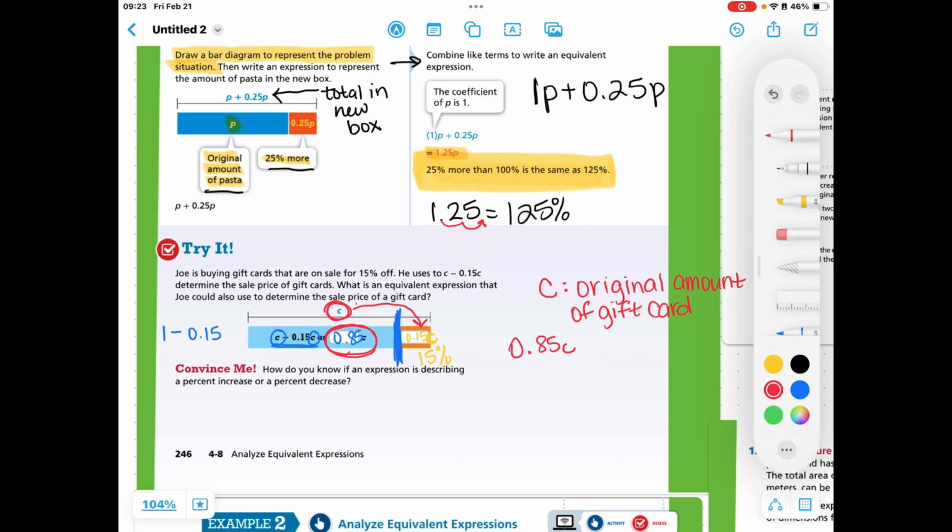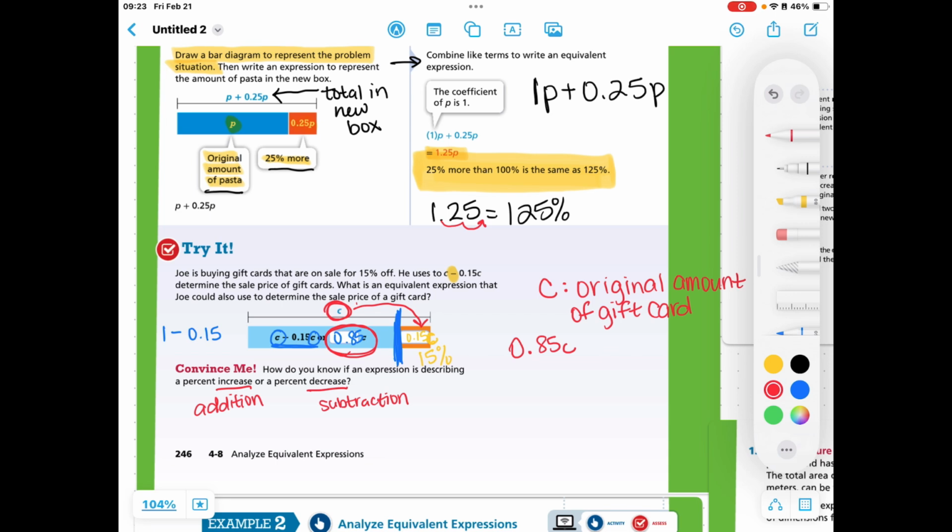Now, how do you know if the expression is describing a percent increase or percent decrease? Well, we use our signs. So a percent increase is going to be addition. A percent decrease is going to be subtraction. It's all about the terminology. And as long as you know your terminology, as long as you know your words, you should be good.